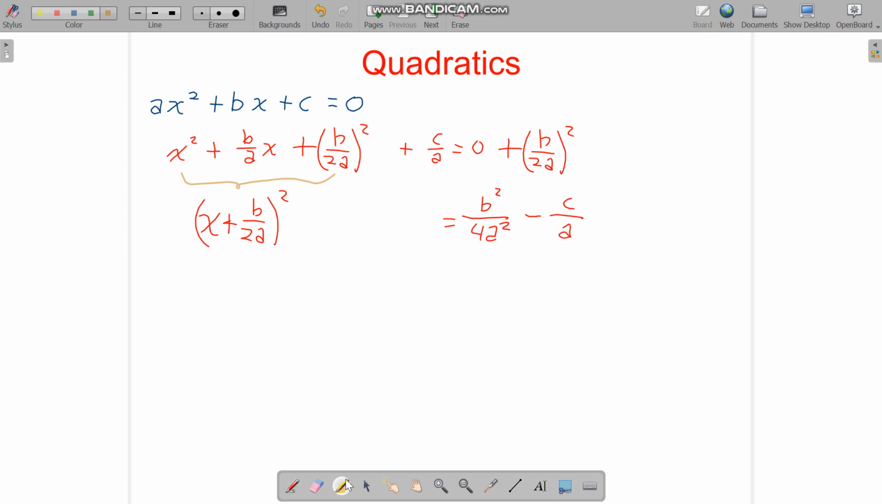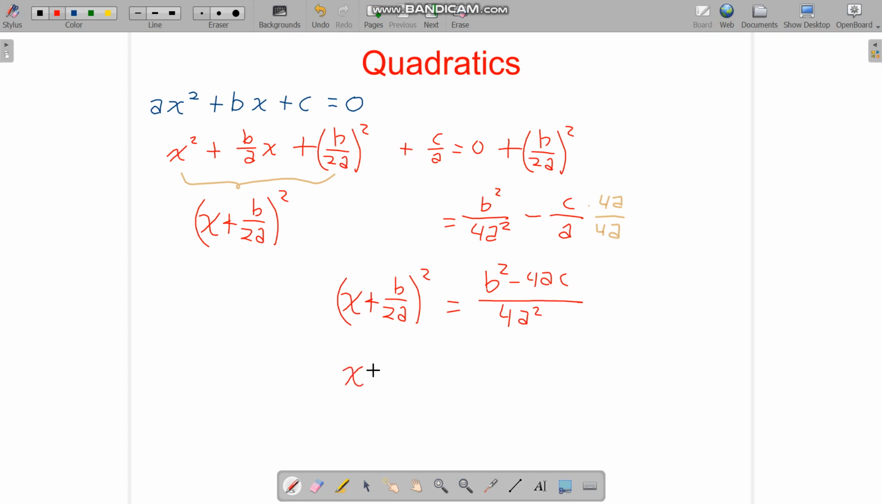and we can multiply this fraction by 4a over 4a, so we have a common denominator. The left hand side is still exactly the same. The right hand side is now b squared minus 4ac. Now it's familiar.